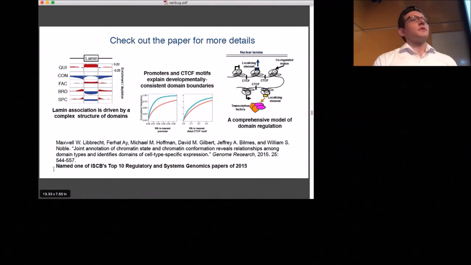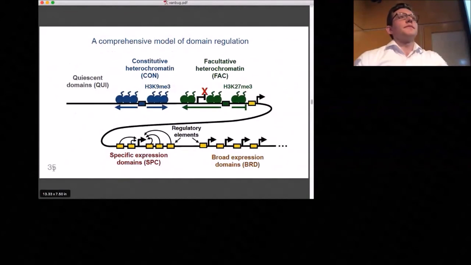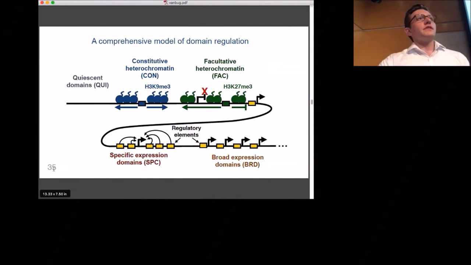Have you checked if these domains have a specific location in the tissue? For example, it is known that certain domains that are inactivated in a certain cell type tend to be in the outside region, like in the wall of the nucleus, while domains that contain housekeeping genes, the ones that you call broad expression domains, tend to be far away from the nuclear wall. Have you checked that? So the question is, what part of the nucleus are these domains in?